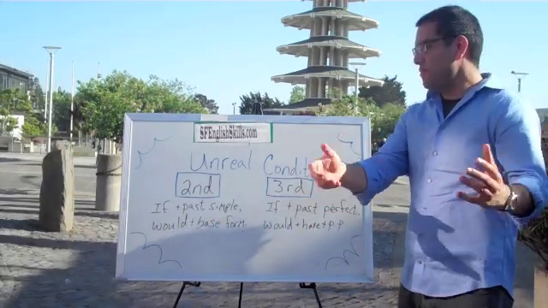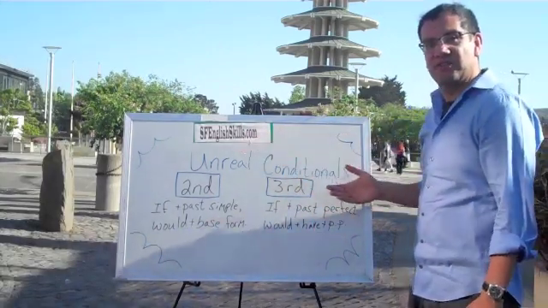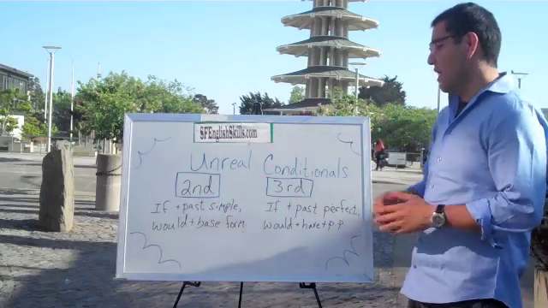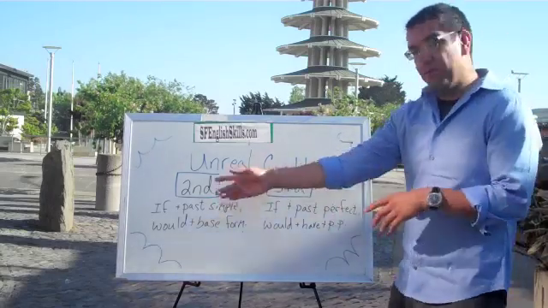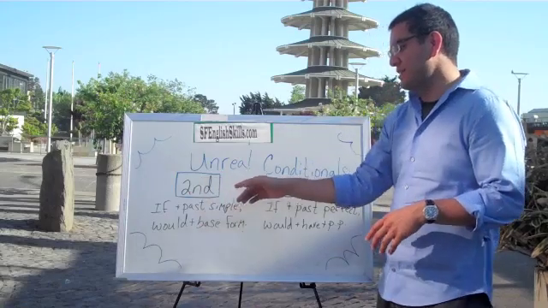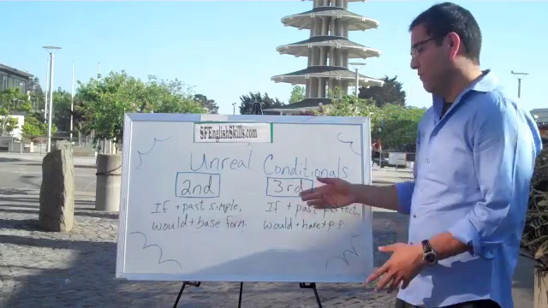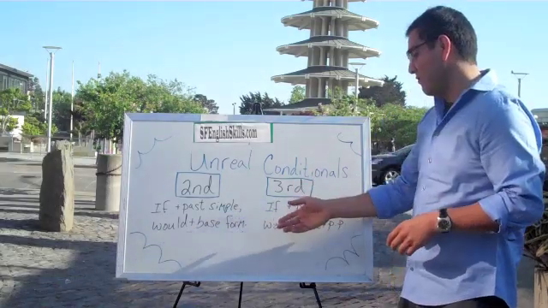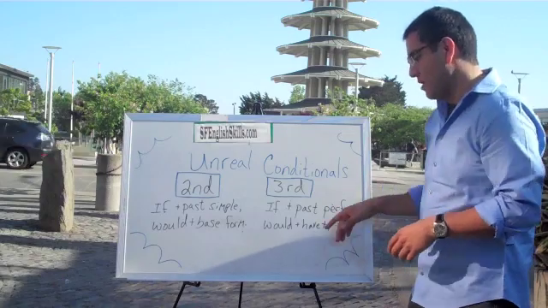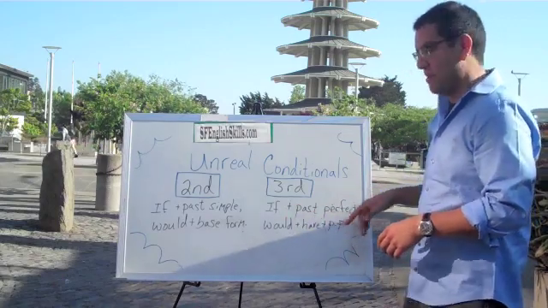Okay, so today we've been talking about the unreal conditionals. We talked about the second conditional and the third conditional. The form of the second is if plus past simple, comma, would plus base form of the verb. The form for the third conditional is if plus past perfect, comma, would plus have plus PP.